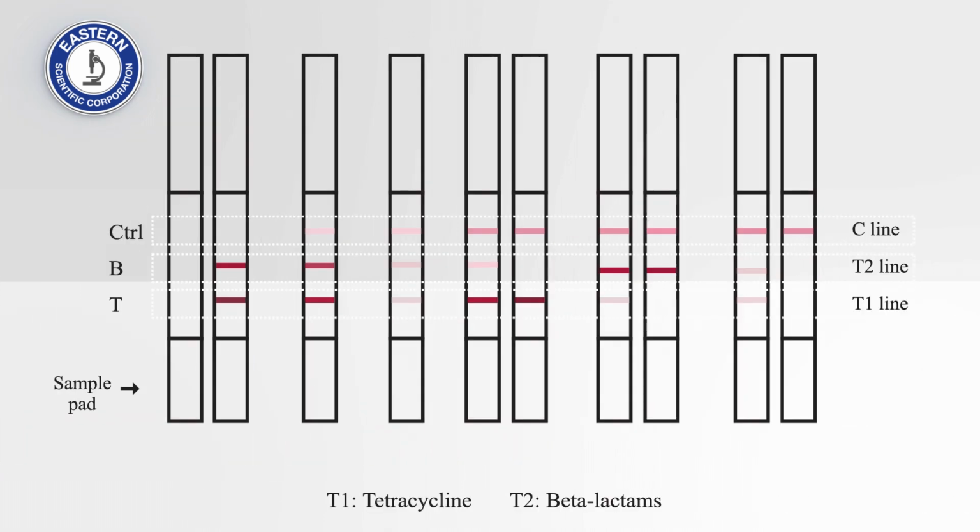Compare the color intensity of test line or T line and control line or C line and interpret the test based on chart. If there is no visible C line, the test is invalid. If T is more than C, the test is negative, the sample contains no antibiotics. If T is equal to C, it is weak positive, the sample contains antibiotics close to the detection limits.